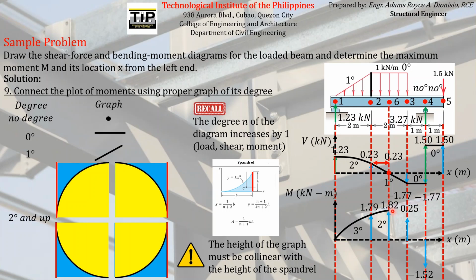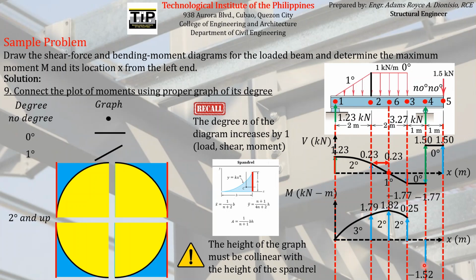Next, let's connect this point to this point. This is first degree, so this must be again second degree. We are connecting a higher point to a lower point, so either of these two. But if you look on the shear force diagram, the height of the graph is on the right, and which of these two has the height of the spandrel located to the right? Obviously this. So we will use this graph to connect these 2 points. So it will be concave downward.